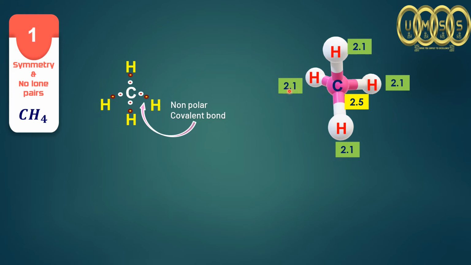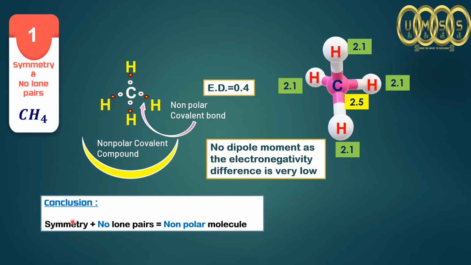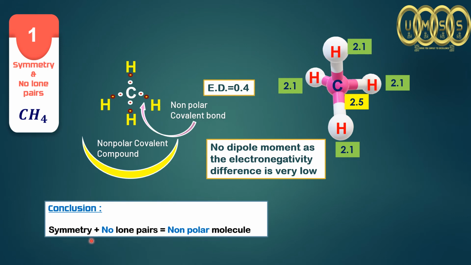So the electronegativity difference will be equal 0.4, which is very low to create a polar covalent bond. So all covalent bonds are nonpolar in the methane molecule. Also, there is no dipole moment, so the methane molecule is a nonpolar molecular compound. At the end, the final conclusion: the molecular compound which has symmetry and no lone pairs on the central atom is a nonpolar molecular compound.